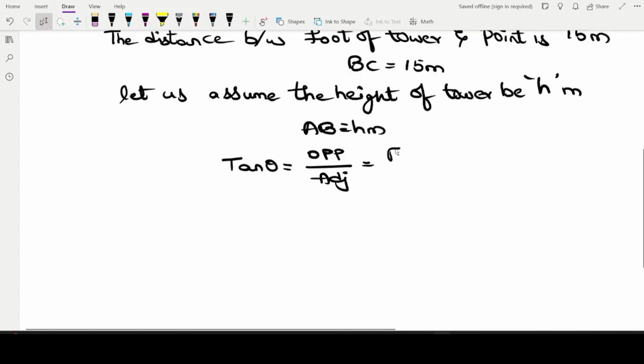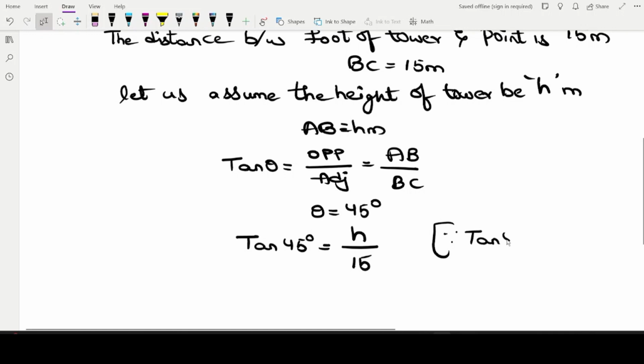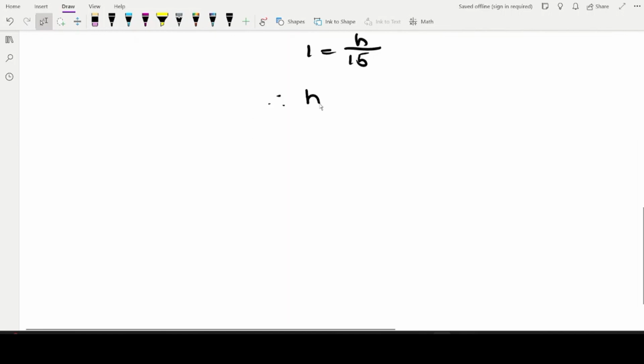We know that the opposite side is AB and the adjacent side is BC, and the given angle theta is 45 degrees. Now let us substitute the values. Tan 45 degrees equals AB divided by BC, which is 15. We know that tan 45 degrees equals 1. So 1 equals h divided by 15. Therefore, h equals 15 meters.